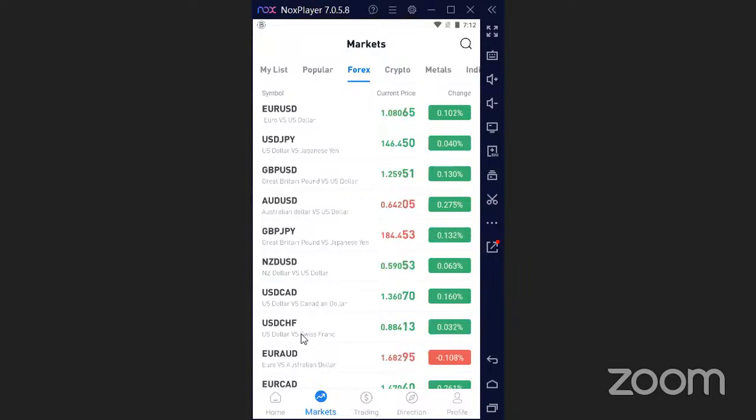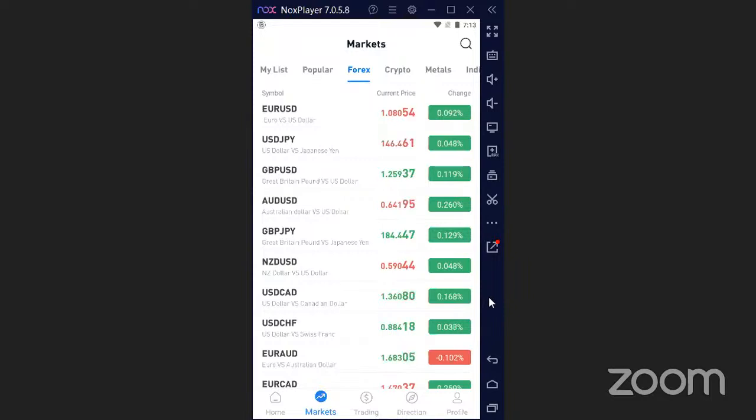You can't compare the Nigerian economy with the US economy, or the Australian economy, or the New Zealand economy, or even Canada. It's not possible. Or even the Japanese. You can't compare the Nigerian economy with the Japanese economy. So if you are any country that doesn't have a strong economy, their pair is under the exotic pairs.